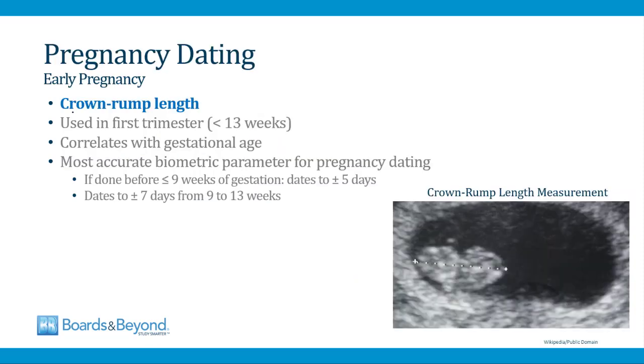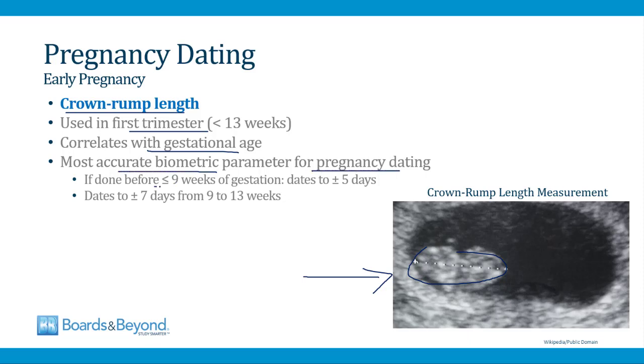But really the way that pregnancies are dated by ultrasound in early pregnancy is through measurement of the fetal crown rump length. This is a zoomed in ultrasound image of a fetus early in pregnancy, and you can see how measurement of the crown rump length is obtained. And this length is used in the first trimester before 13 weeks to date pregnancies because it correlates very well with gestational age. And in fact, measurement of the crown rump length is the most accurate biometric parameter for pregnancy dating.